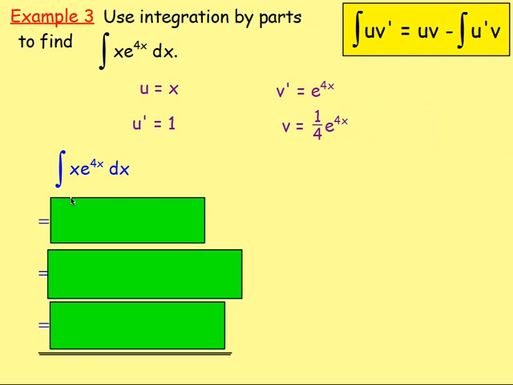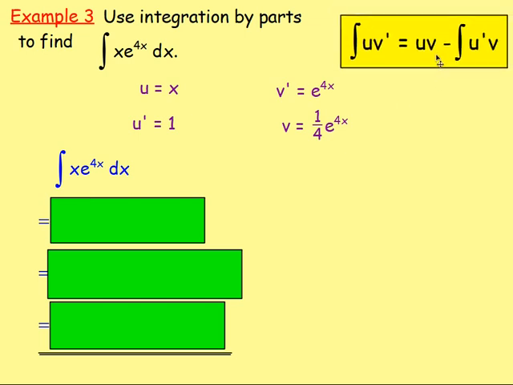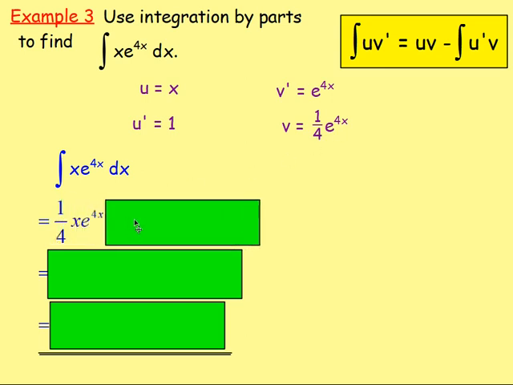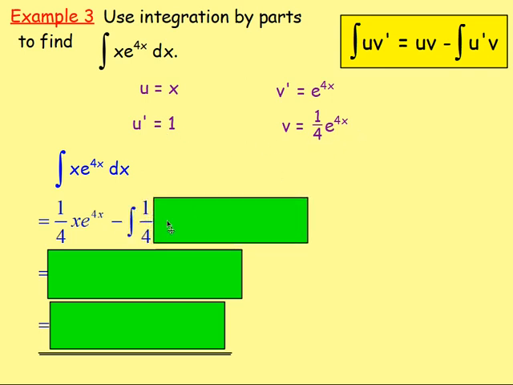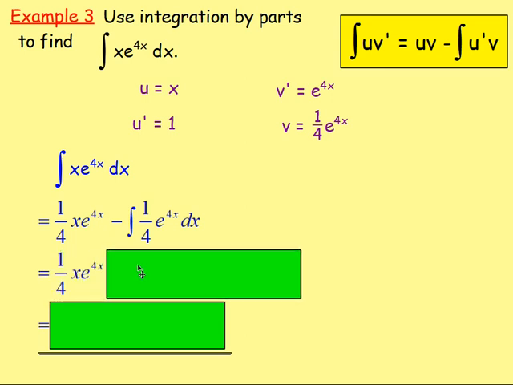After that, the integral will become, well, we've got u times v. So you've got x times a quarter e to the power of 4x, just putting the number first, then the x, then the e to the 4x. And we are taking away u dash times v. U dash is 1, so it's 1 times a quarter e to the power of 4x. So it's the integral of a quarter e to the power of 4x. To integrate that then, well, you've got a quarter x e to the power of 4x. That would just stay as it is. You are taking away, just take the quarter outside the integral sign.